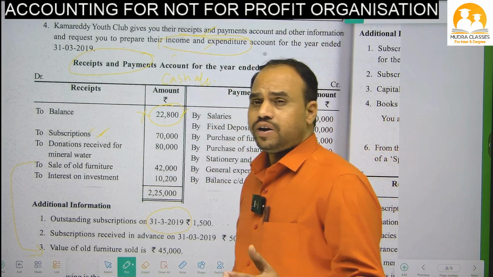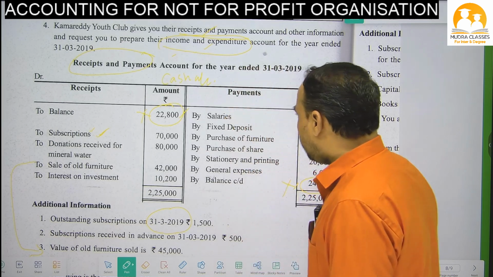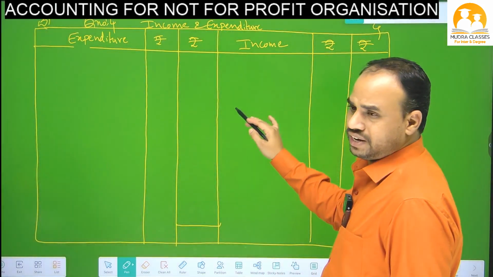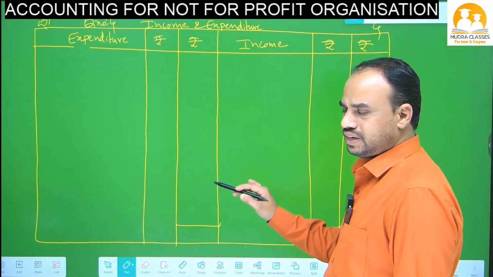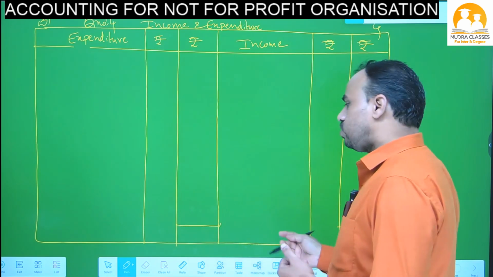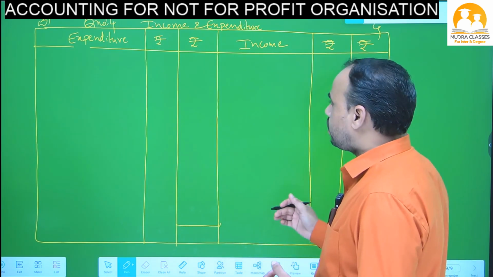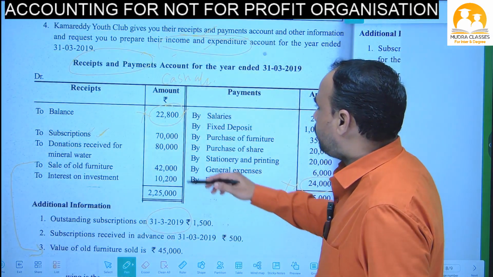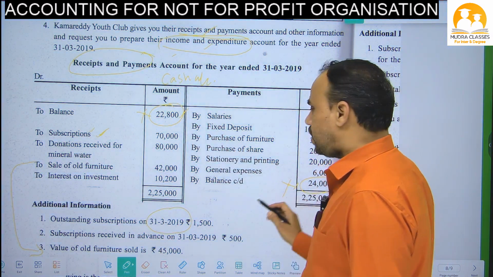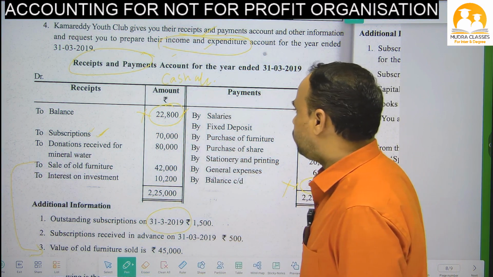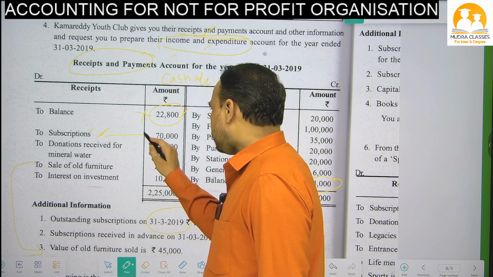Already I told you in the previous video that in the income and expenditure account we will not write assets. Cash is an asset, cash opening balance is an asset, and cash closing balance is also an asset. We will not write them in the income and expenditure account. That's why this opening balance of cash and this closing balance of cash we will not record in the income and expenditure account.